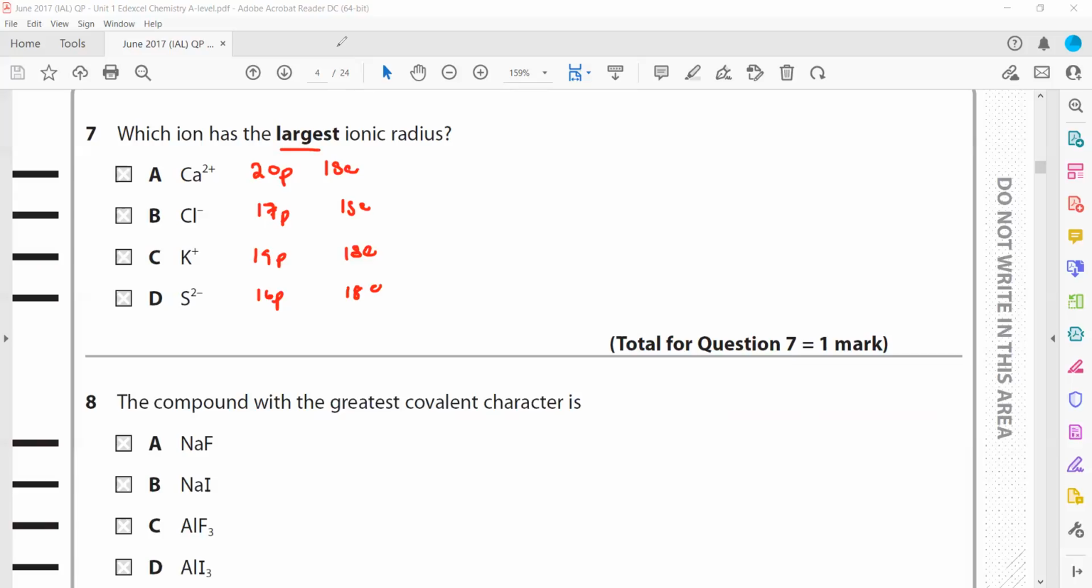Largest ionic radius means weak attraction for the electrons. So which one will have a weak attraction? Here 16 protons are attracting 18 electrons, so this will have the largest ionic radius. If the same question asked for the smallest, then calcium would be the right answer, because 20 protons are attracting 18 electrons. So if the number of protons is more than electrons, the size will decrease. If the number of electrons is more than protons, the size will increase.